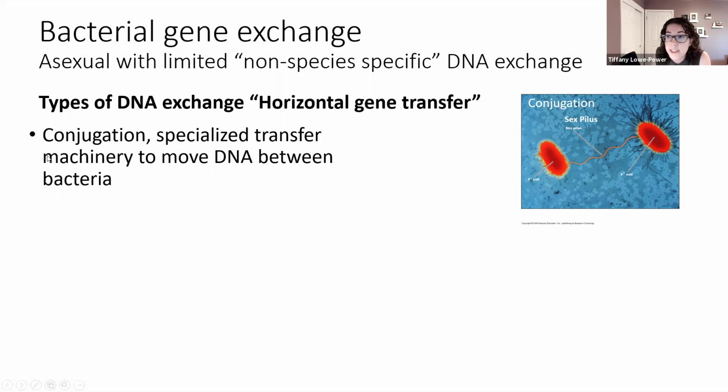And so conjugation is one of the mechanisms. This happens by a specialized structure that gets produced that attaches to cells and actually secretes the DNA through that pilus structure. And that process is fairly rare, because overall, very few bacteria encode the genes to make that conjugation structure. But if you have the conjugation structure, then this will be a more dominant way that you exchange DNA.